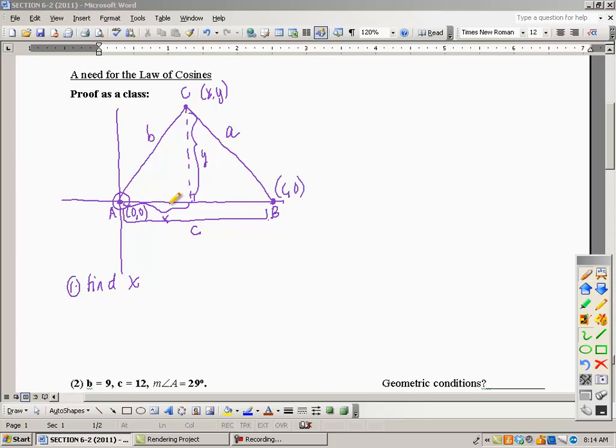Well, I have this right triangle. X is the adjacent side, and B is the hypotenuse, so I'm going to use cosine. I'm going to say the cosine of angle A is x over side B, and like we did before, let's rewrite it for x, is B times the cosine of angle A.